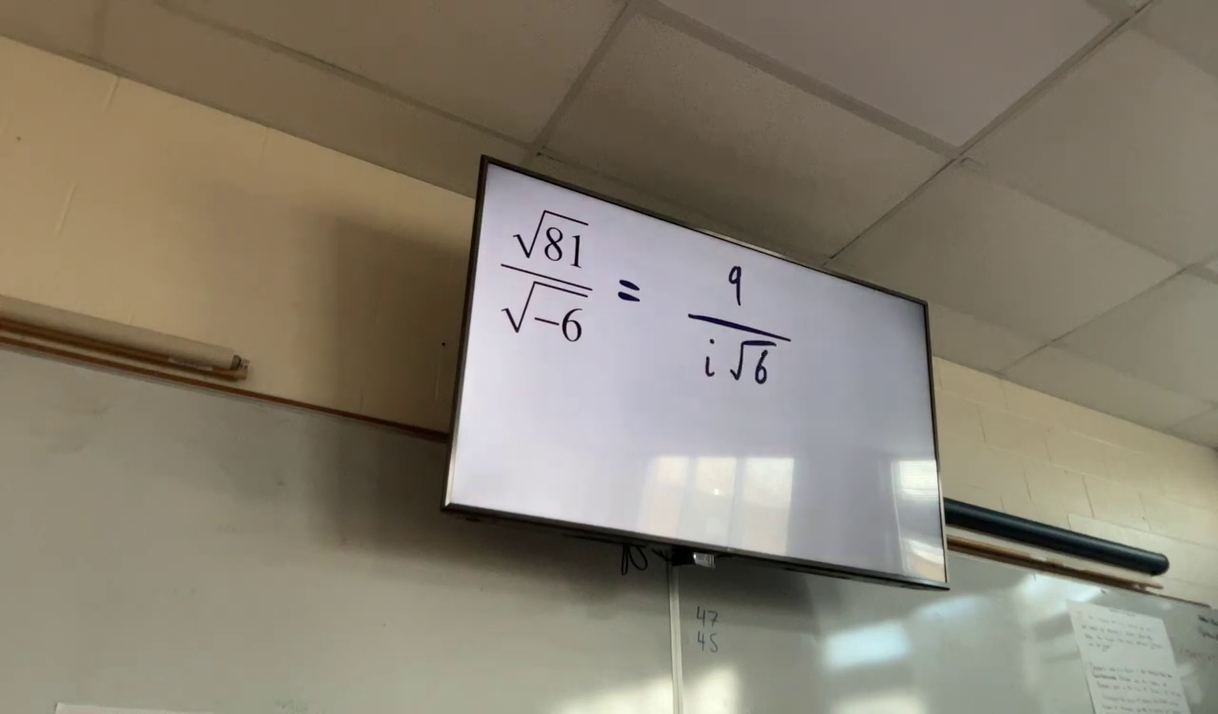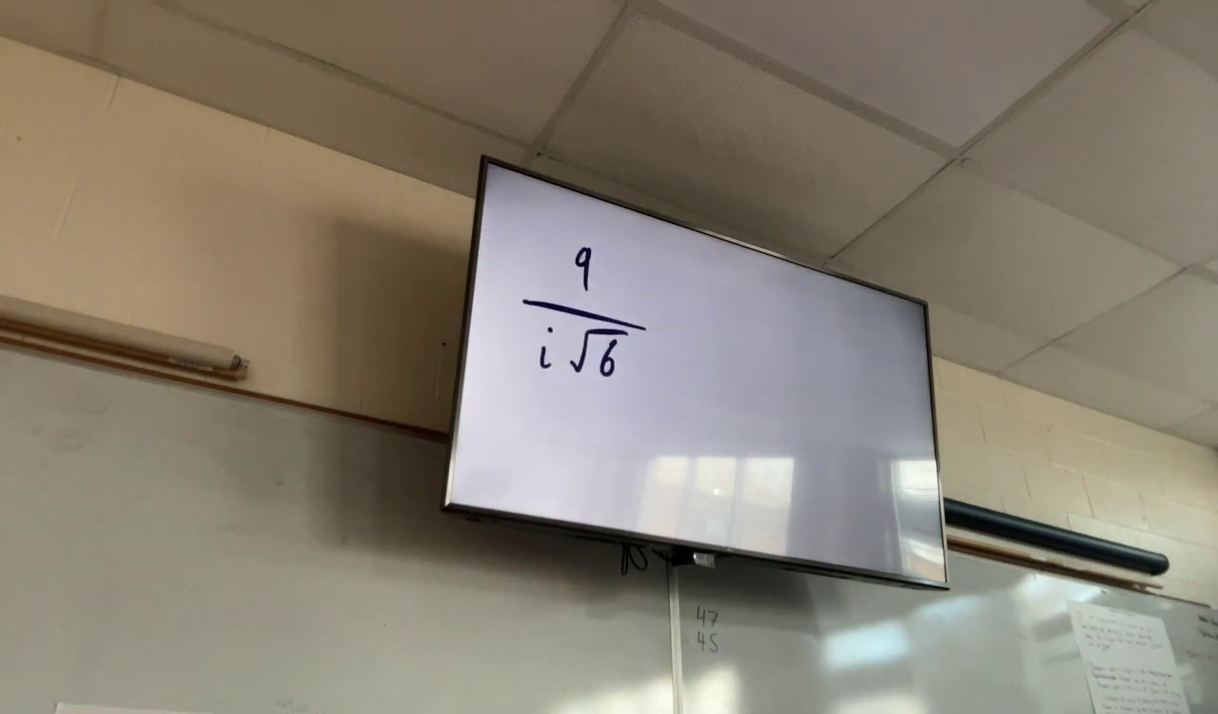Okay. What's wrong with this answer? Can't have a square root in the bottom. You also can't have an i in the bottom, okay? Because an i is a square root, right? i is the square root of negative 1. So you can't have an i in the bottom. How am I going to get rid of those? Yeah, I'm going to multiply the top and bottom by i root 6.